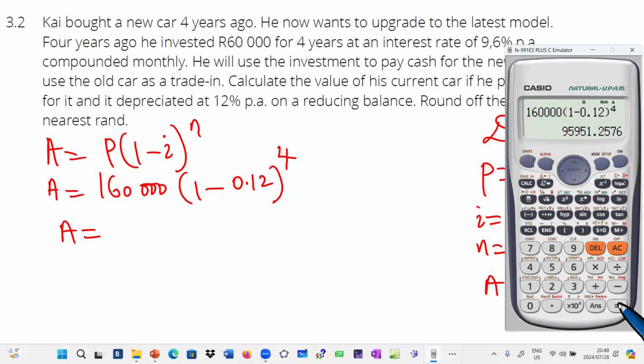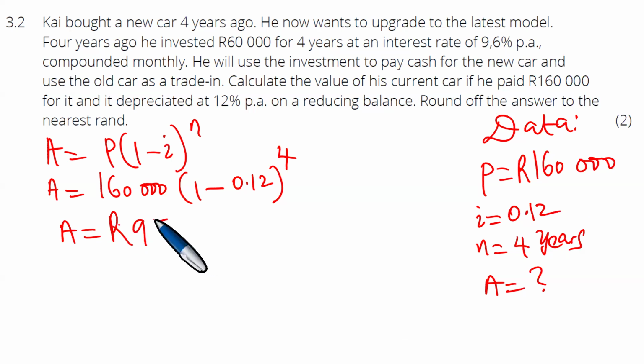The answer is 95951, and to the nearest rand it is 95951. What is the next thing? We move on to the next question.